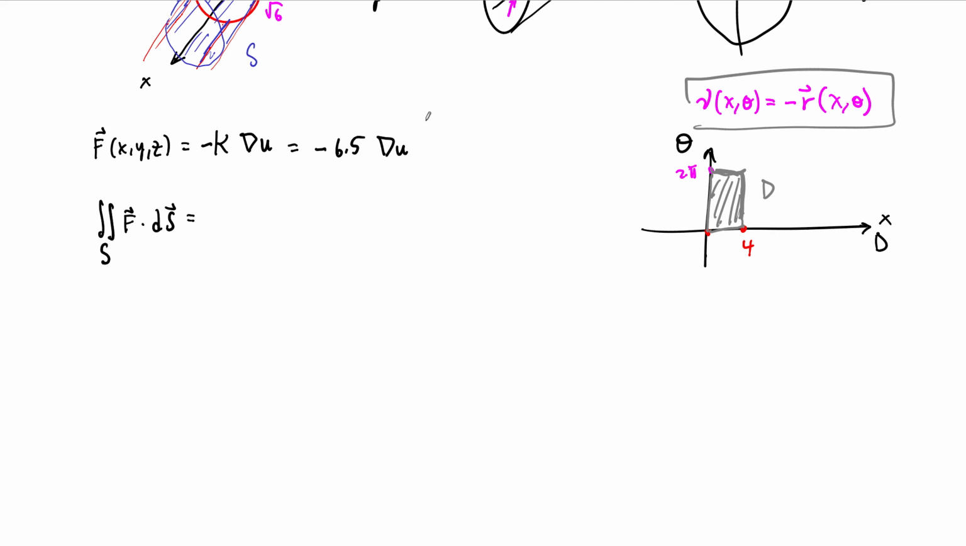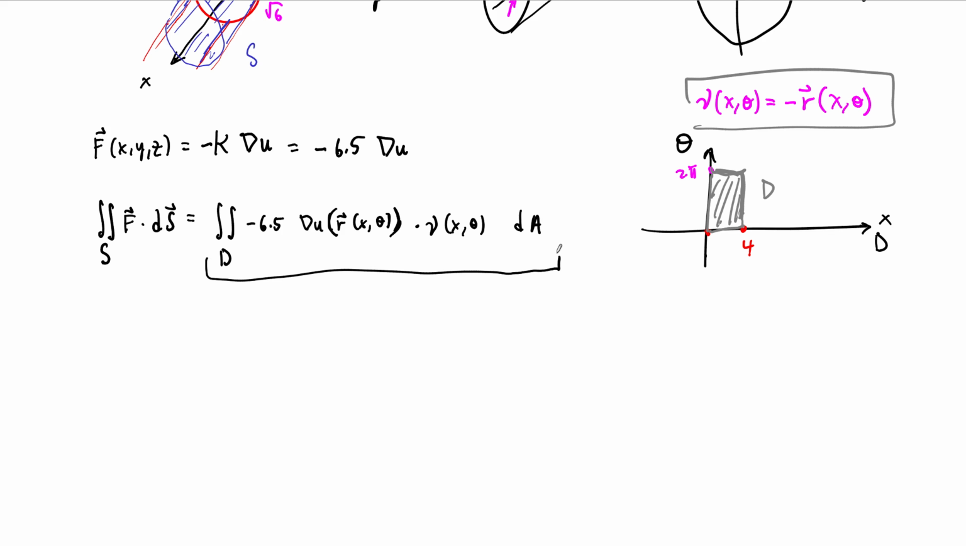Okay? We know what F is, we know what dS is in our parameter domain. So this is going to be computed as the integral over D of minus 6.5 times the gradient of u of r(x, theta). So we're going to plug in our parametric representation of the surface to get the points along this, dotted with nu of (x, theta), integrated with respect to area, dA. Okay, and so this is what we need to compute. We just need to work out the details of this thing here.